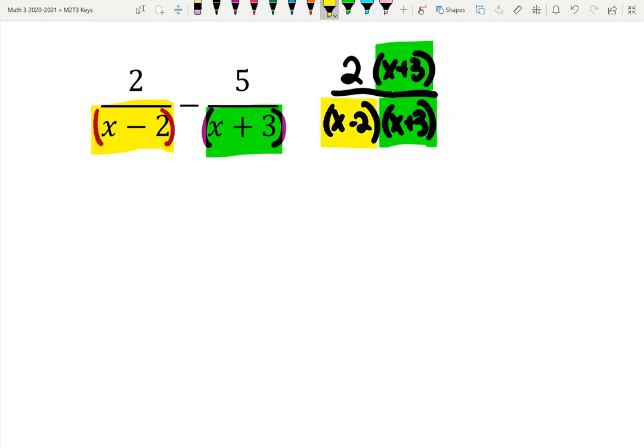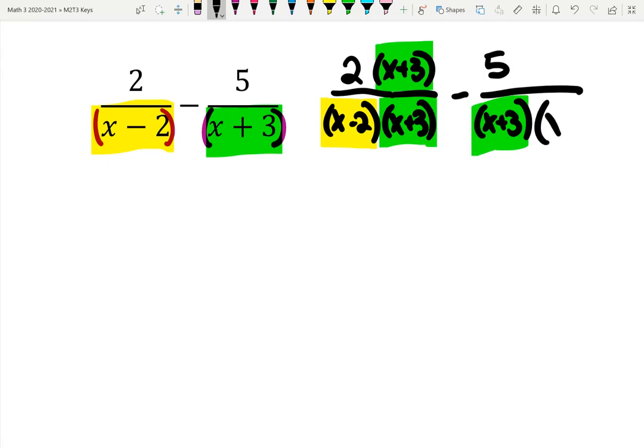So that complicated fraction is actually going to make it easier, minus 5 over x plus 3. Well, this already has an x plus 3, so I'm going to multiply it by x minus 2 in both the numerator and the denominator. Okay, now you can see that the numerators are different, denominators the same. That's good. Now I'm able to combine these guys.